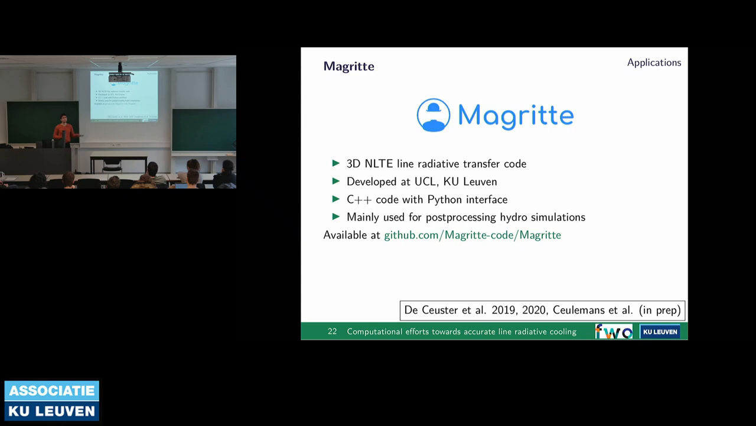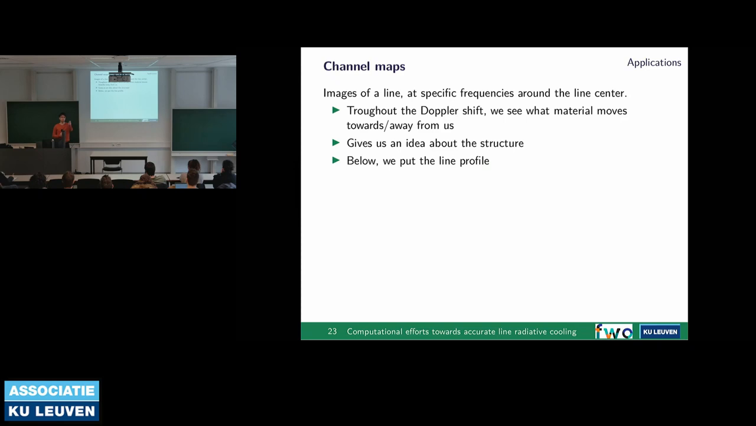But we can do more. We can create channel maps, which are just a stack of images at specific frequencies around the line center. By using the Doppler shift, if we have a slightly higher frequency, that means the material is moving towards you. Slightly lower frequency means it's moving away from you. So it gives us an idea about the structure. And we can also plot the line profile as you're used to below. I'll give you a few examples.